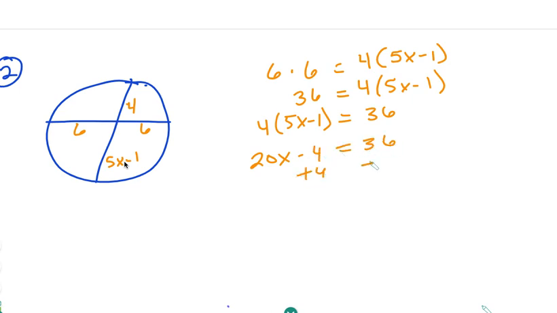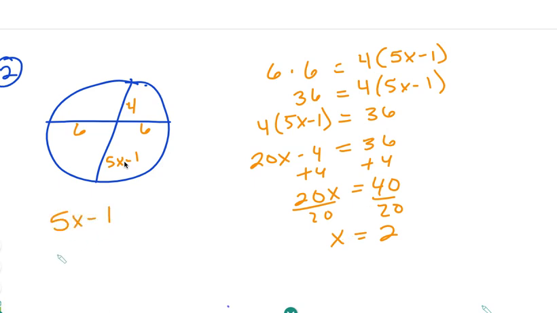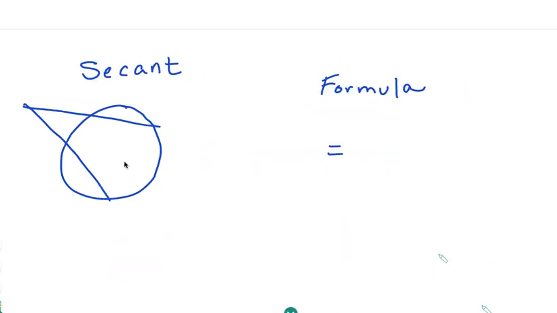Zero pair. 20x is equal to 40. Divide by 20, divide by 20. X is equal to 2. So then I can go in and find the length of the second part of that chord, which is going to be 5x minus 1. So 5 times 2 minus 1. 10 minus 1 is 9.